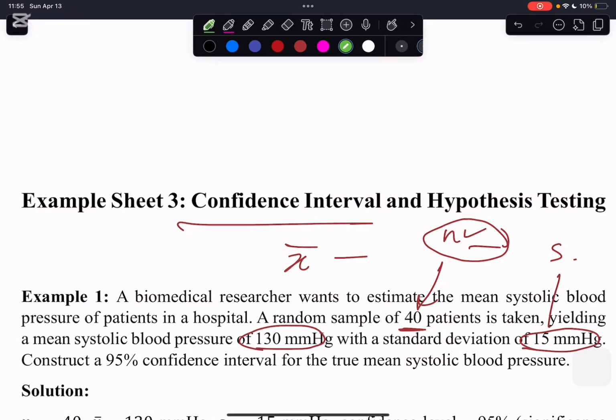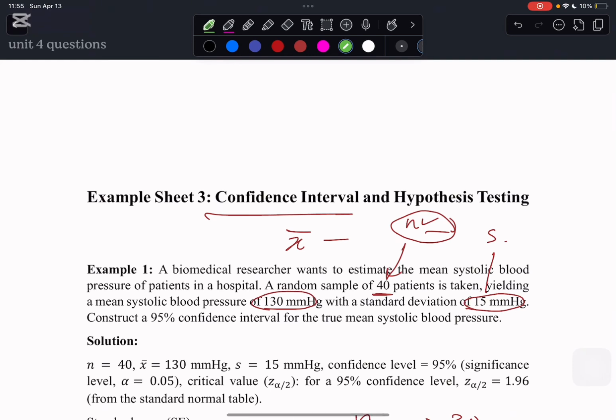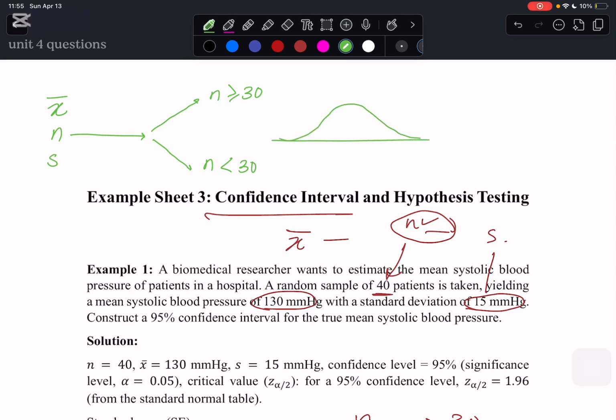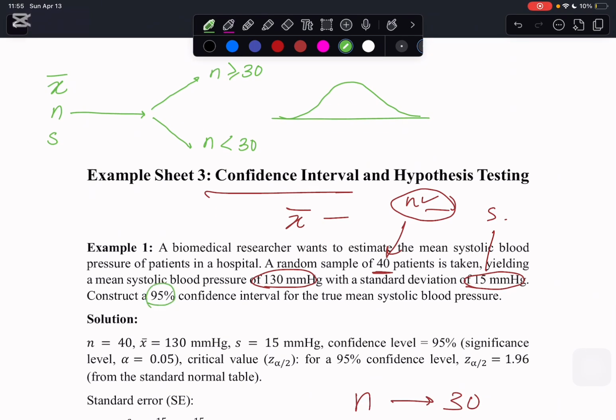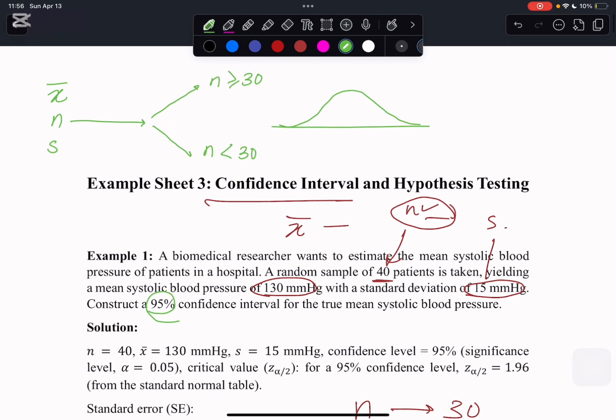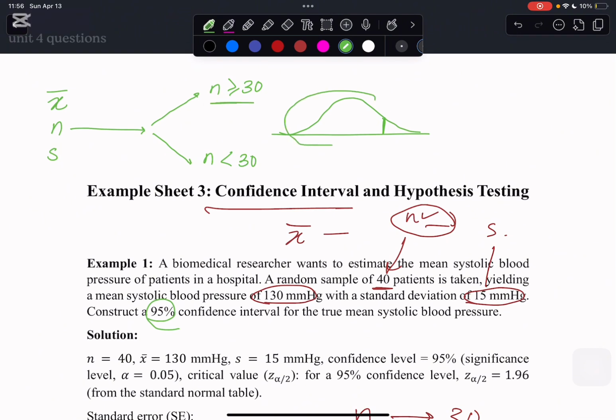So the first thing, in summary, that you're going to do is check that you have the x bar, the n, and the standard deviation. And then you're going to take this n and categorize it. Is the n greater than or equal to 30, or is the n less than 30? Then you're going to draw out the table. Based on the percentage of the confidence interval they want you to find, you're going to find either, if it's greater than 30, everything to the left, and if it's less than 30, everything to the right.